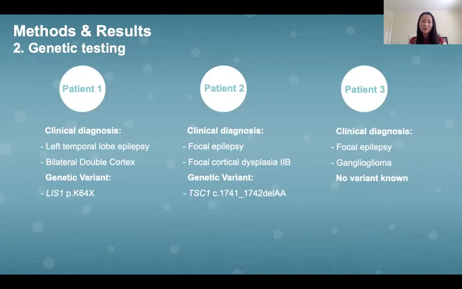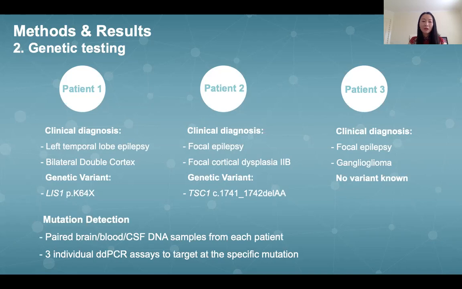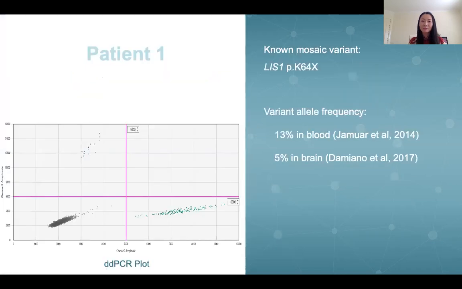To answer the second question, whether cell-free DNA in CSF can be used for molecular diagnosis, we performed genetic testing in 3 patients with focal epilepsy. Each patient has a different subtype of brain malformation and specific genetic variants. We collected paired brain, blood, and CSF DNA samples from each patient and designed 3 individual ddPCR assays to target specific mutations. For the first patient with subcortical band heterotopia, her LIS1 variant was previously reported to be 13% in blood and 5% in the brain.